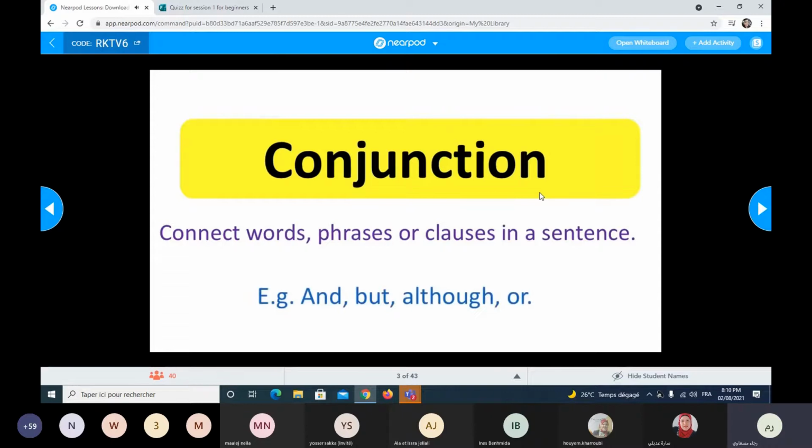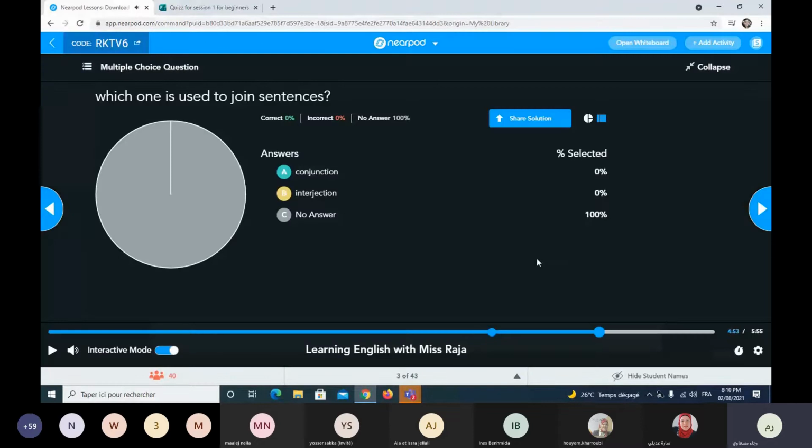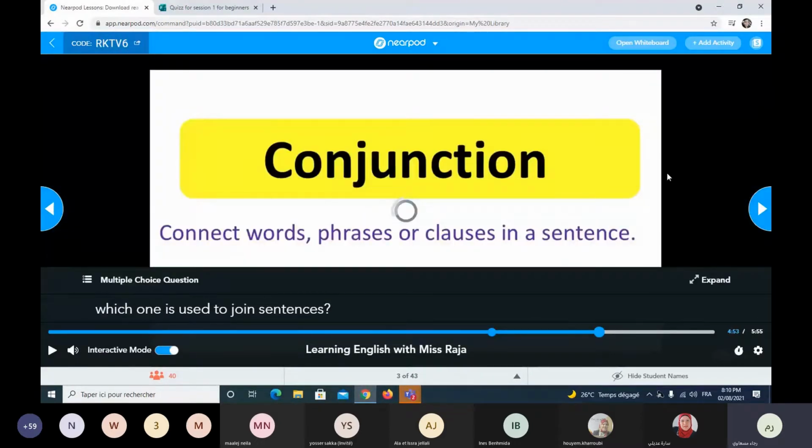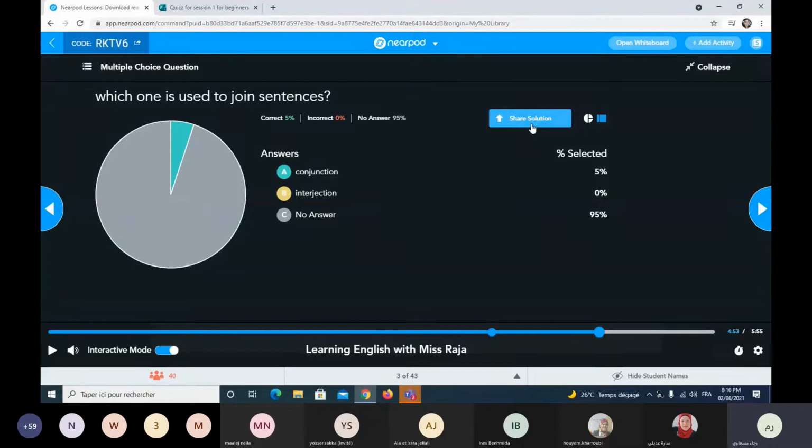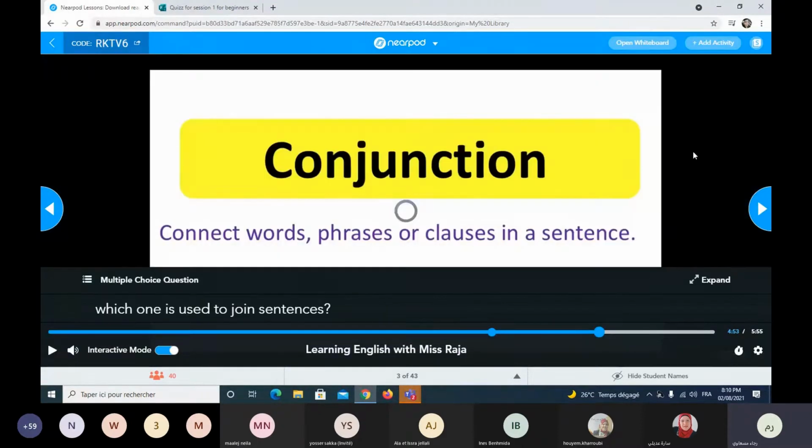Okay, I will stop here also to ask you a second question. So, I repeat the information. Also you have two types of parts of speech. You have the interjection, like wow, oh, and you have the conjunction. My question here is, which one is used to join sentences? Is it the conjunction or the interjection? Which one is used to join the phrases? The conjunction or the interjection?